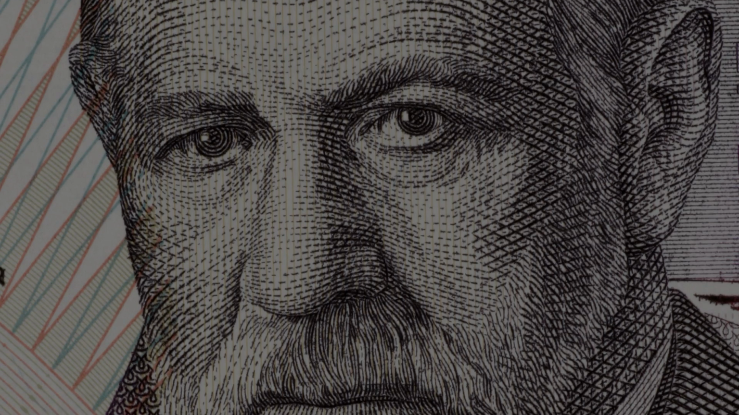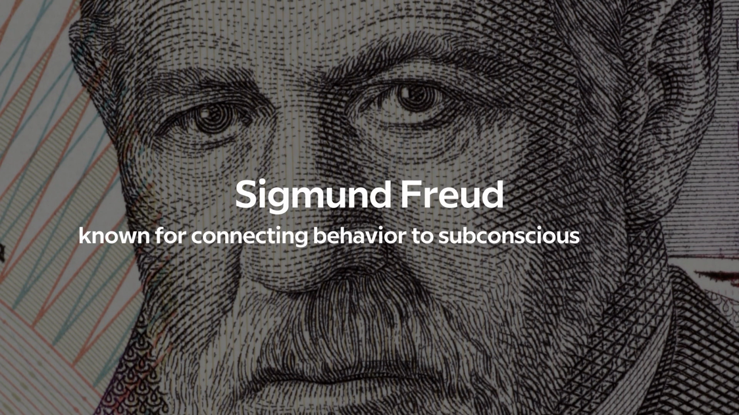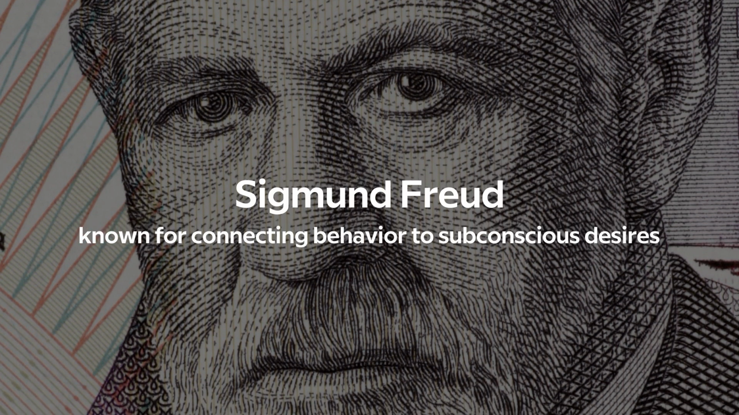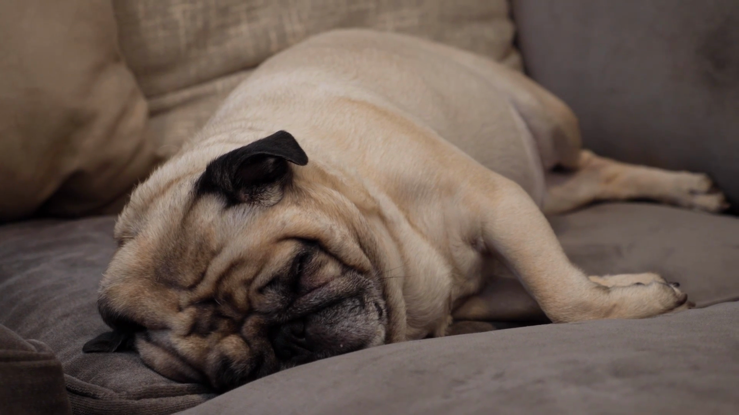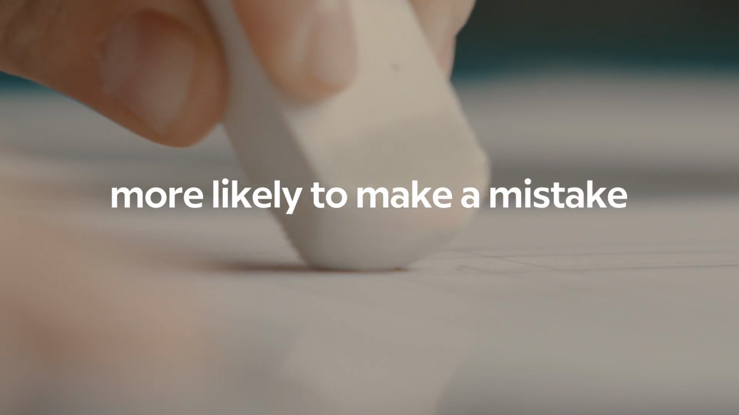The name comes from famed 20th century psychologist Sigmund Freud, who is known for connecting behavior to subconscious desires. But for the most part, cognitive psychologists believe Freudian slips tend to have more innocent explanations. Someone may have been tired or distracted, making their brain more likely to make a mistake.